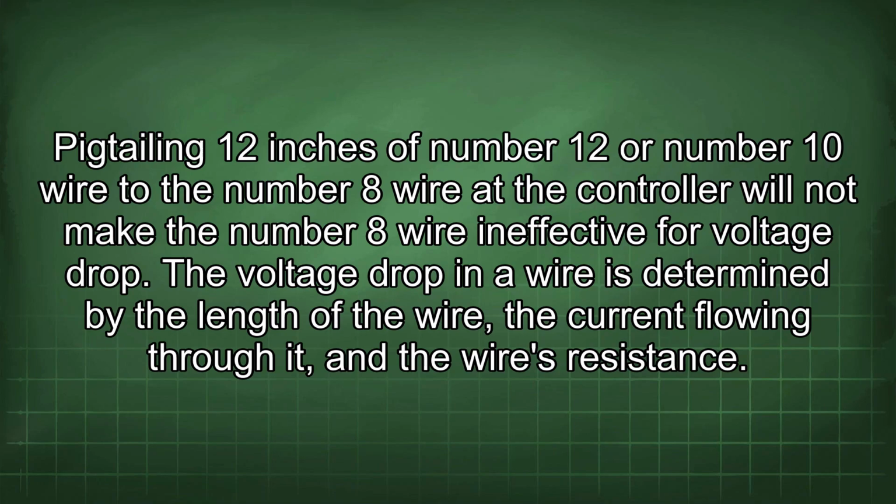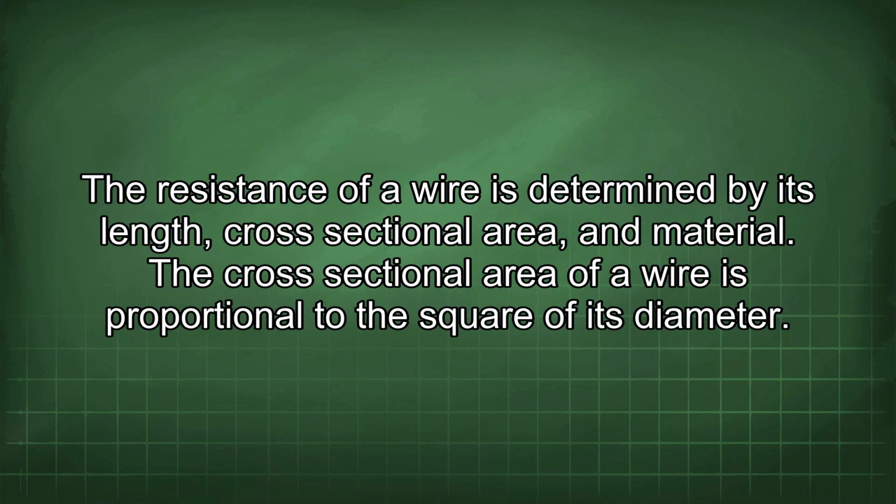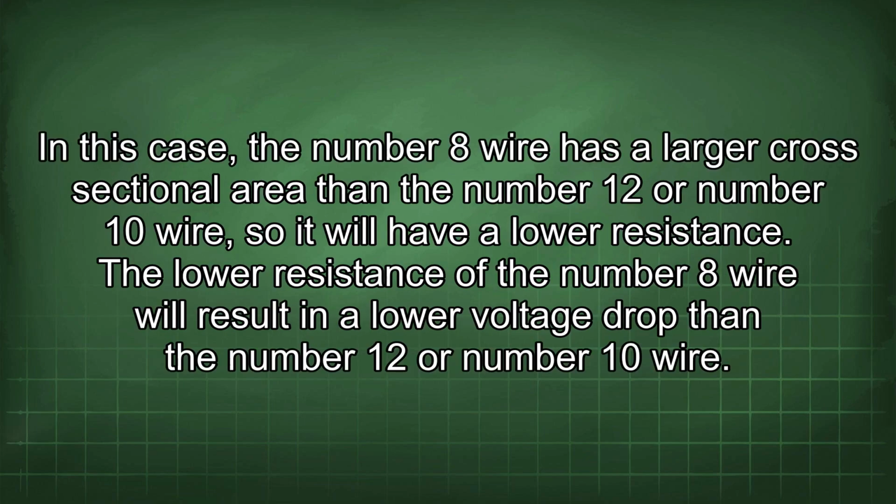Pigtailing 12 inches of number 12 or number 10 wire to the number 8 wire at the controller will not make the number 8 wire ineffective for voltage drop. The voltage drop in a wire is determined by the length of the wire, the current flowing through it, and the wire's resistance. The resistance of a wire is determined by its length, cross-sectional area, and material. The cross-sectional area of a wire is proportional to the square of its diameter. In this case, the number 8 wire has a larger cross-sectional area than the number 12 or number 10 wire, so it will have a lower resistance.